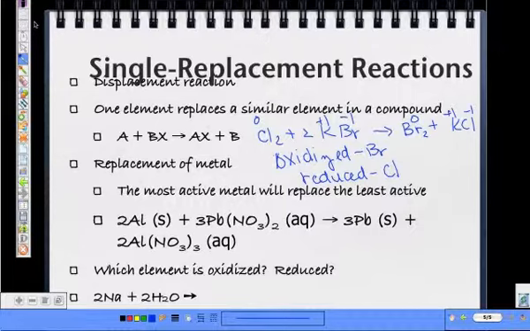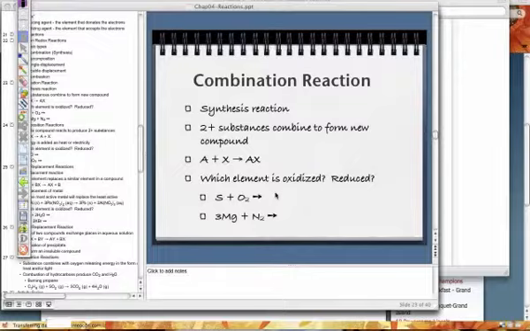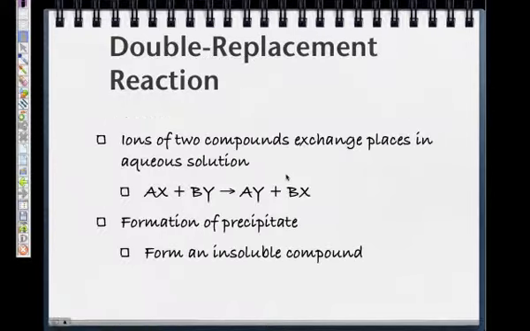Okay, then double displacement, or double replacement. We're going to have ions of 2 compounds exchange places in aqueous solutions. So we've dealt with these before, the molecular compounds and precipitate reactions. A lot of times you may see a formation of precipitate, which is the insoluble compound. We've seen that already.